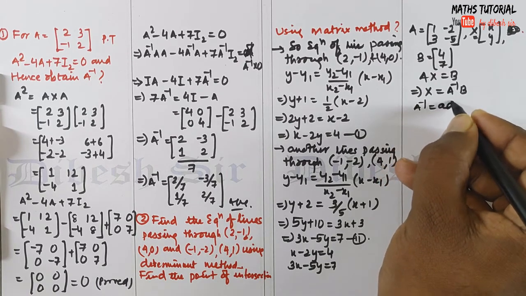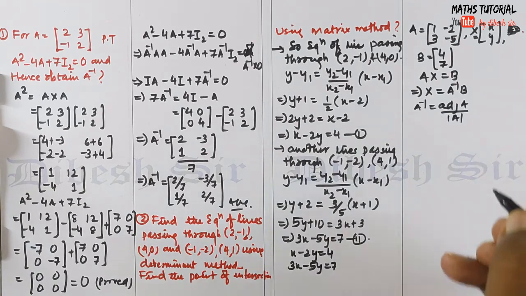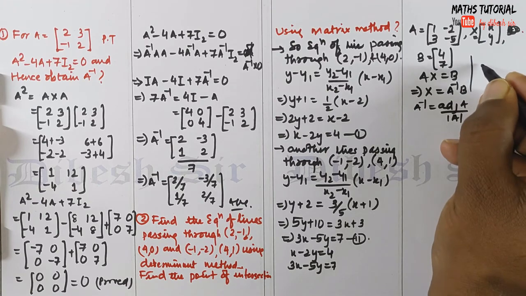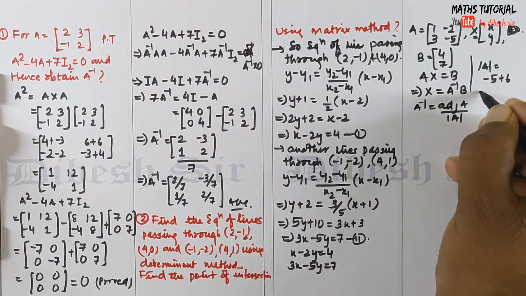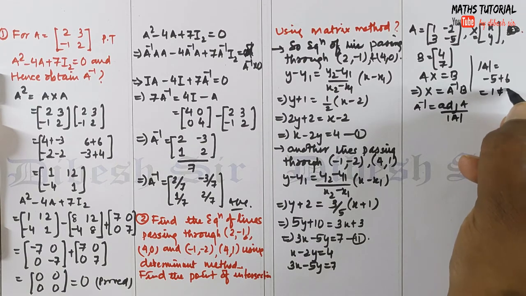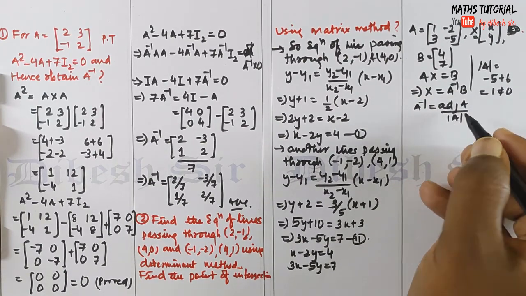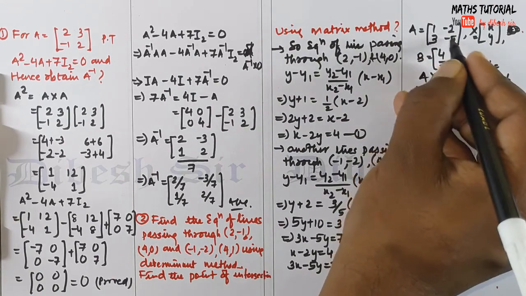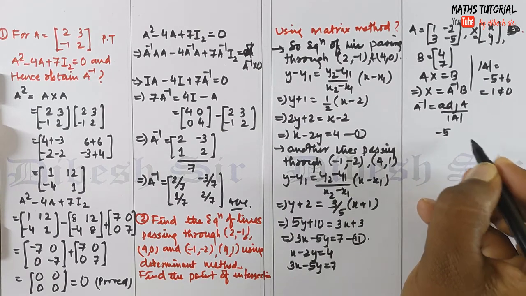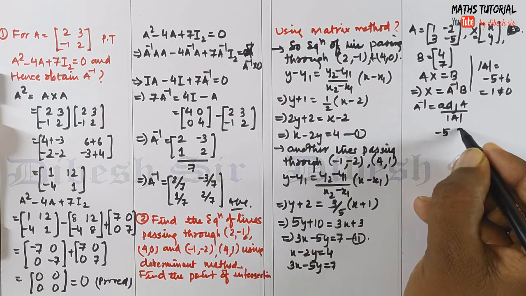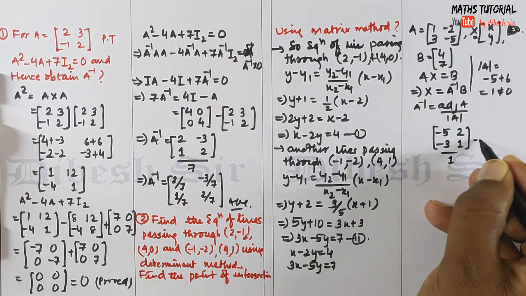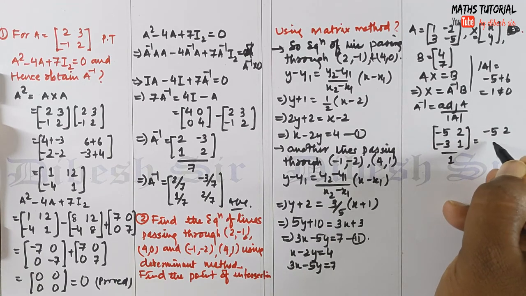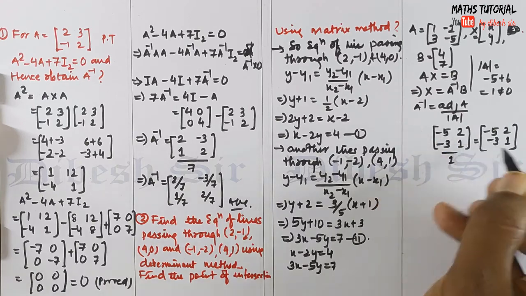A inverse means adjoint A upon mod A. So mod A means minus 5 minus minus 6, minus 5 plus 6, that is 1, which is not equal to 0. So A inverse can be found. Adjoint A means the principal diagonal is interchanged, that is minus 5 and 1, and the signs of the secondary diagonal are changed, that is 2 and minus 3, divided by 1, which is equal to [-5 2; -3 1]. This is our A inverse.